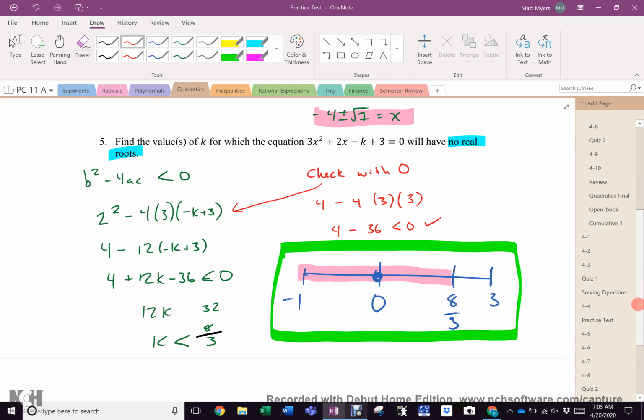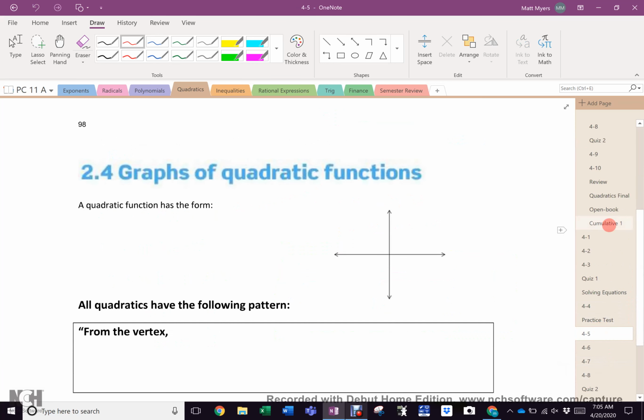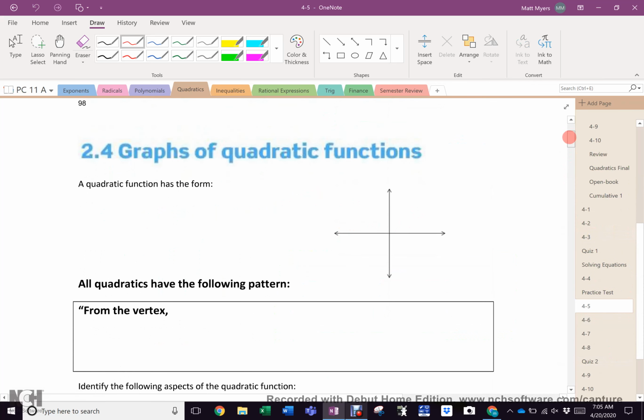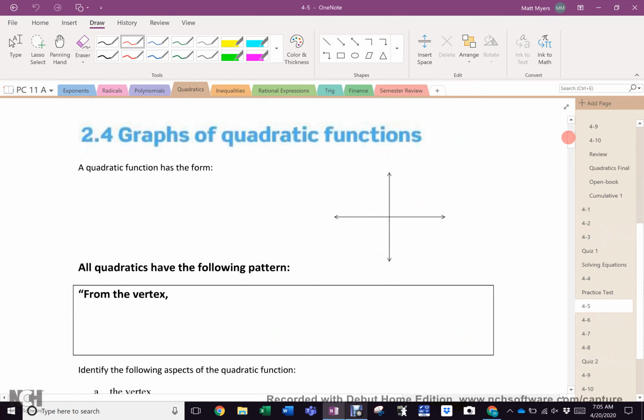All right, let us move on to new stuff, cabbages. Here we are on page 98. Graphs of quadratic functions. Now we already know that quadratic functions have to have that x squared in them. Now, that is the simplest quadratic function. It's the easiest one to work with. So what we're going to do is work with just that right now.